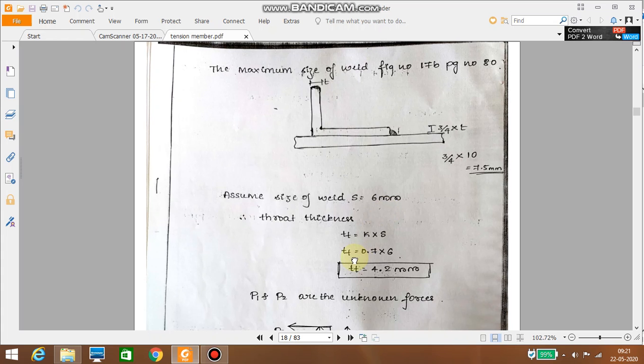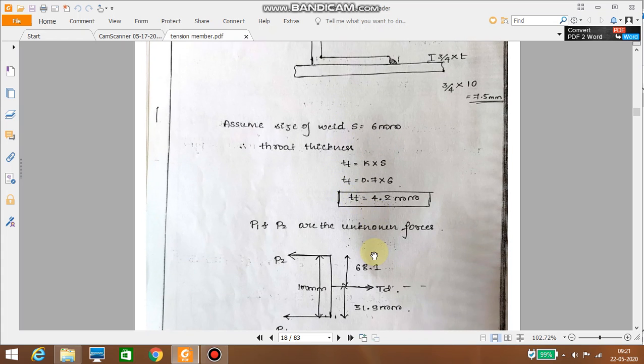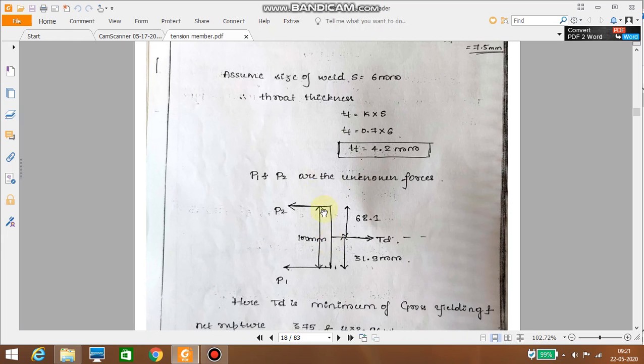The throat thickness TT is equal to 4.2 mm. Here, if you consider this as the connected leg, the total length is equal to 100 mm. So CXX or CZZ is 31.9 and the remaining is 68.1. Exactly at the CG distance, or exactly at the centroid, the TD will be acting.